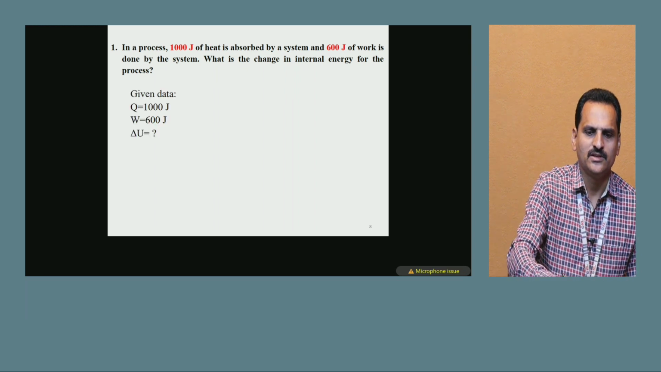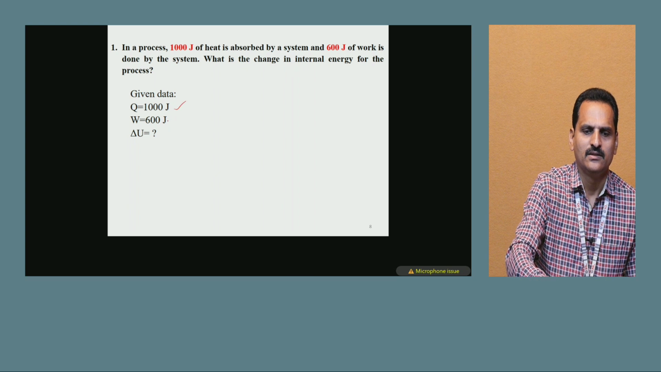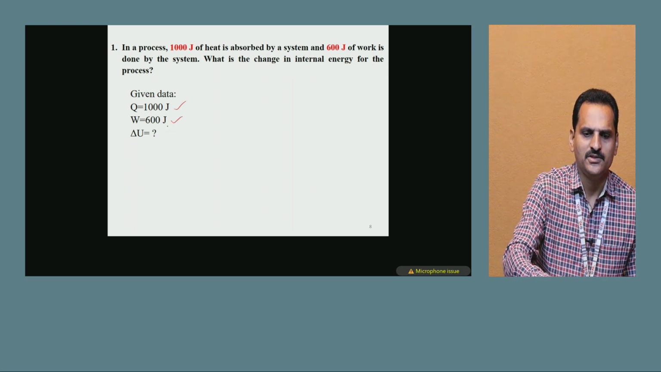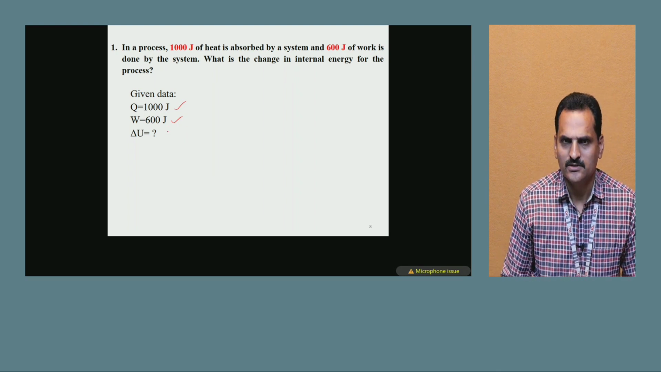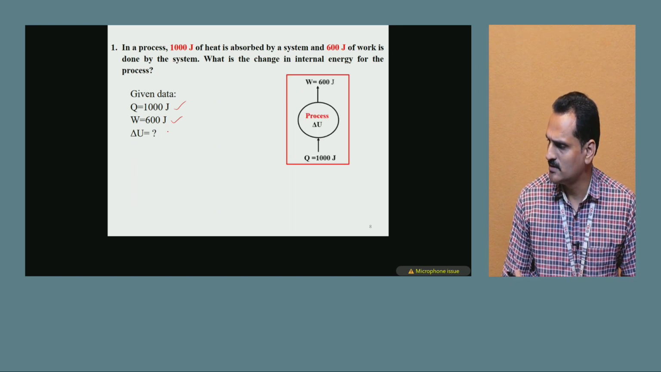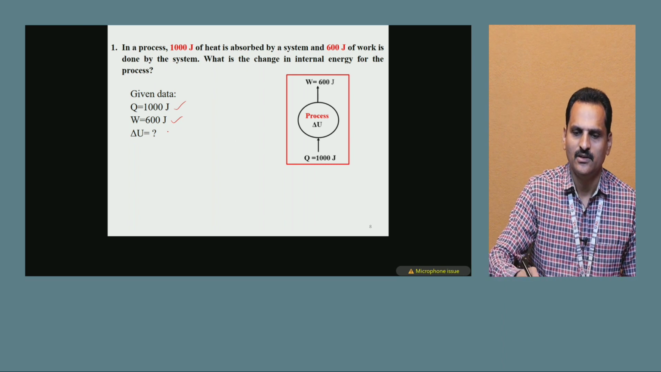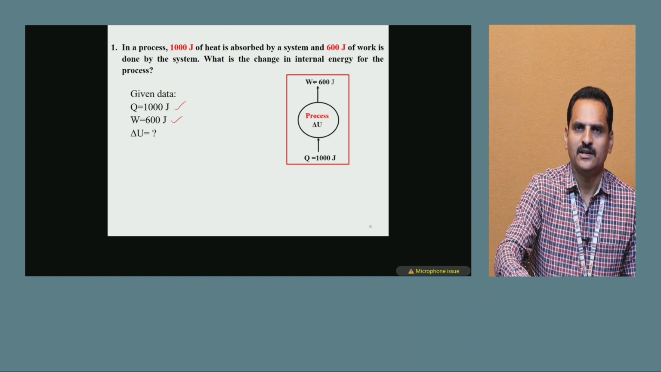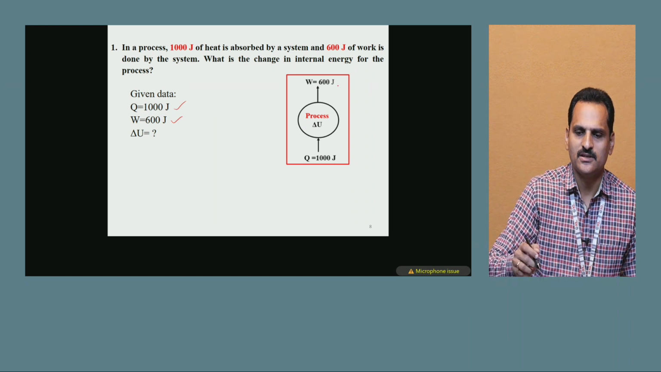Q is 1000 joules and the work done by this system is 600 joules. What is the delta U? Draw the diagram for the given numerical. This is easy to understand the concept of the first law of thermodynamics. So 1000 joules of heat energy is added to the process, then that will be converted into internal energy as well as work done by the system.